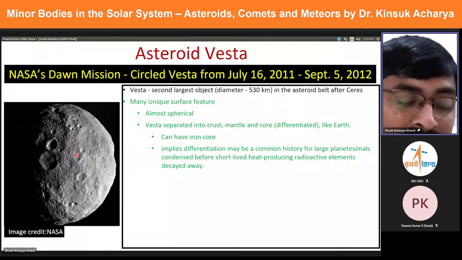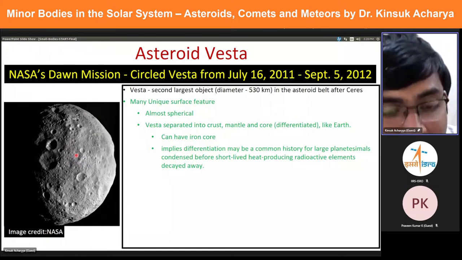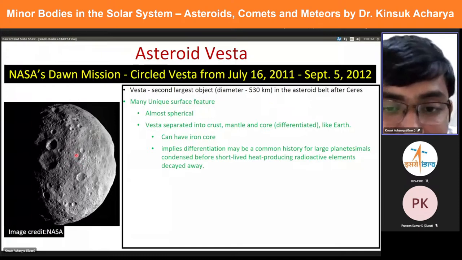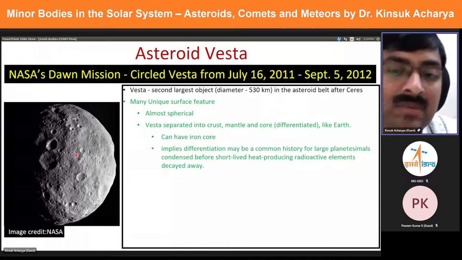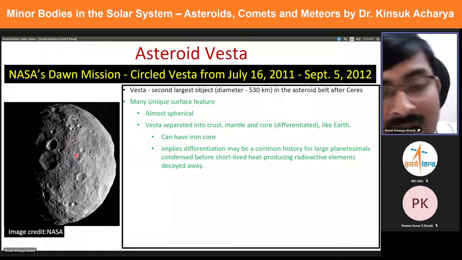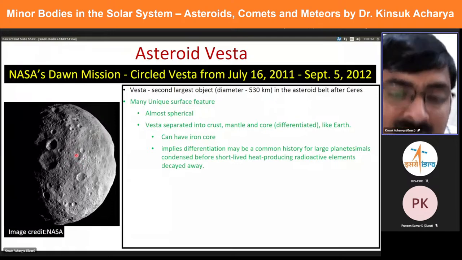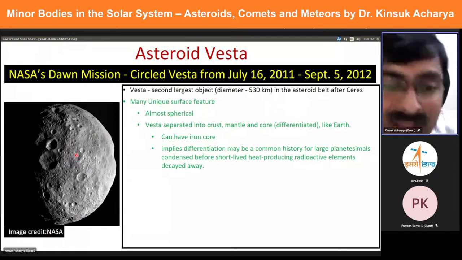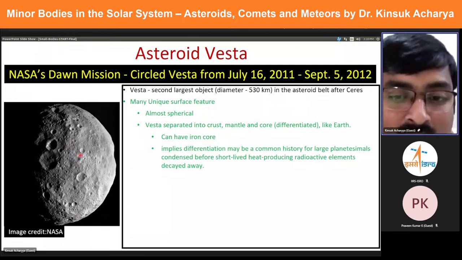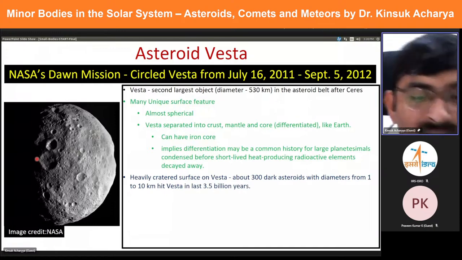Here in Vesta you can identify the crust, mantle, and core, and it is believed that it has an iron core. You know that in the process of differentiation, short-lived radioactive nuclei generate so much heat that the object melts and the heavier elements sink. This is how you can get an iron core, it is believed.